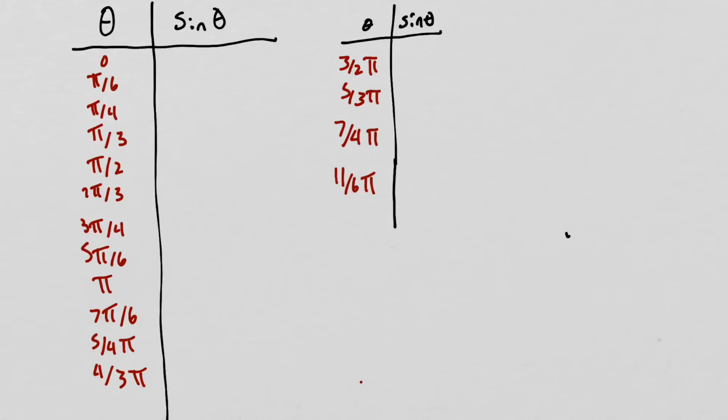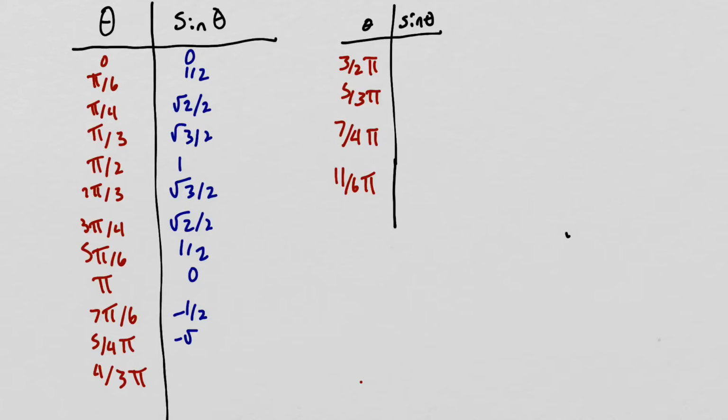Evaluating our function sine at these values, we're going to get the following values. 0, 1/2, square root of 2 divided by 2, square root of 3 divided by 2, 1, square root of 3 divided by 2, square root of 2 divided by 2, 1/2, 0, negative 1/2, negative square root of 2 divided by 2, negative square root of 3 divided by 2, negative 1, negative square root of 3 divided by 2, negative square root of 2 divided by 2, negative 1/2, and finally when we get back to 2 pi, this will be given by 0.